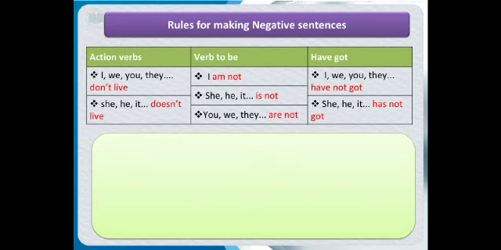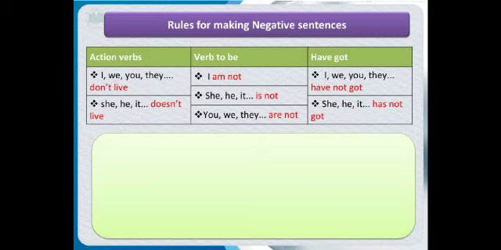Rules for making negative sentences. The rules for making negative sentences are quite easy. You just need 2 helping verbs for the action verb to make it negative. Like when you have I, we, you, they as a subject, you will use don't with it. But when you use he, she, it as a subject, you must use doesn't with it.